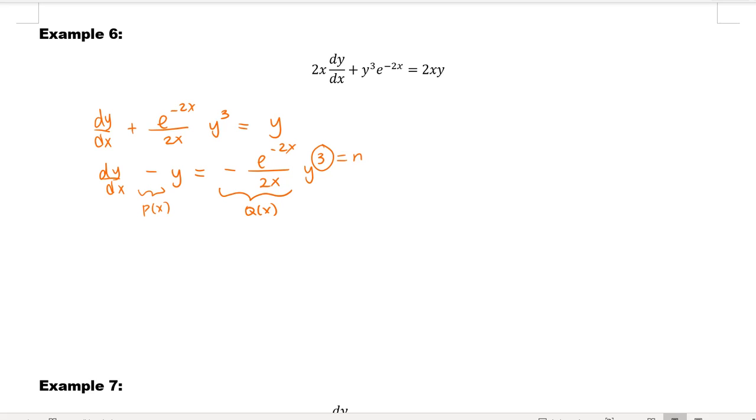Alright, so v is y to the 1 minus n, so y to the negative 2. Okay, and then dv/dx plus 1 minus n, which is negative 2, times p, which is minus 1, times v equals minus 2 times q.